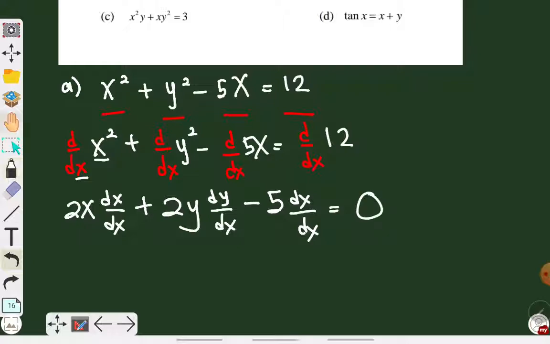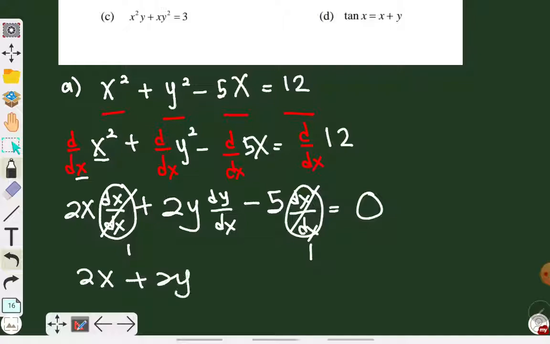Now, referring to this, what you have here, dx over dx, we know that this turns to 1. If it is dx over dx, we have no problem. But dy dx, they are not the same, so you have to hold the dy dx. Next you have 2x plus 2y dy dx. This is not the same, you cannot cancel it out. Actually it's not cancelling, but don't be confused, we just use it. So minus 5 equals 0.